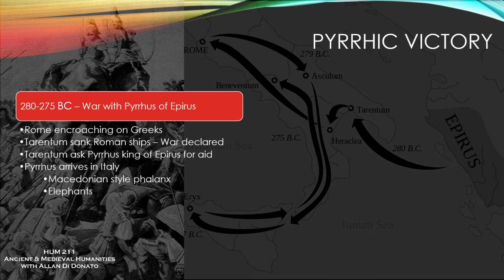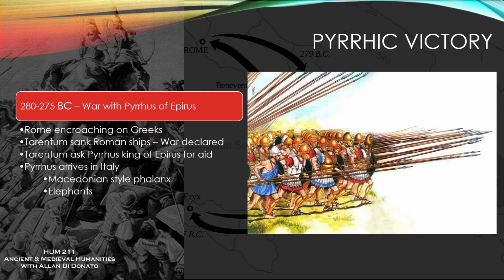Now, a Macedonian-style phalanx looks a little bit like this. The older Greek phalanx, where you have these 8-foot spears, you're lined up shield by shield, these big shields that you hold on one arm, you wield the spear in your right hand, the shield on your left, and you make a shield wall, was abandoned by the time of Alexander and replaced by what's called the Macedonian phalanx.